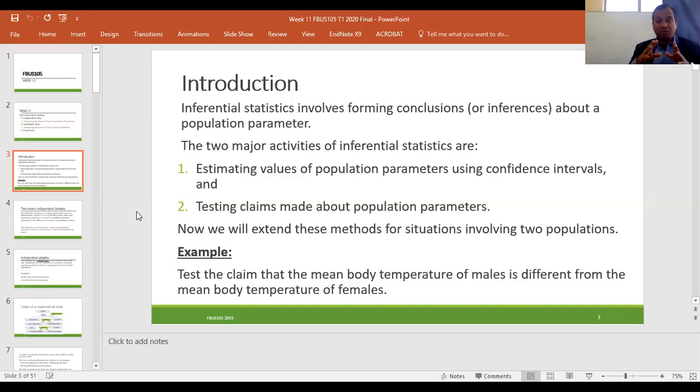So as I said, you have either more than one population, or two populations which could be dependent or independent. For example, test the claim that the mean body temperature of males is different from the mean body temperature of females. What do you think? Is it independent samples, independent populations I'm talking about, or are these two samples dependent? So think about that one. There could be various examples like this to understand dependent and independent. They will give you more clarity in terms of when it will be dependent or when it will be independent.